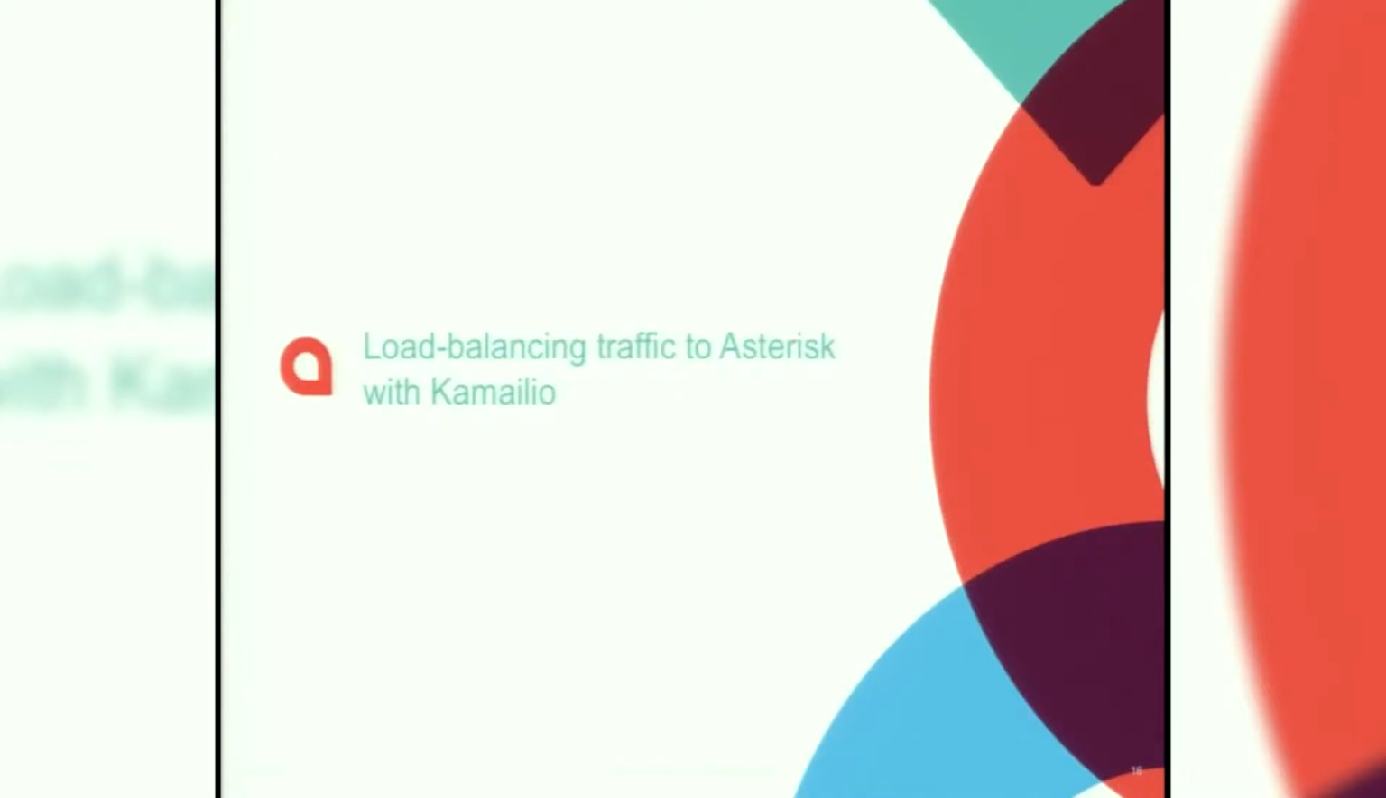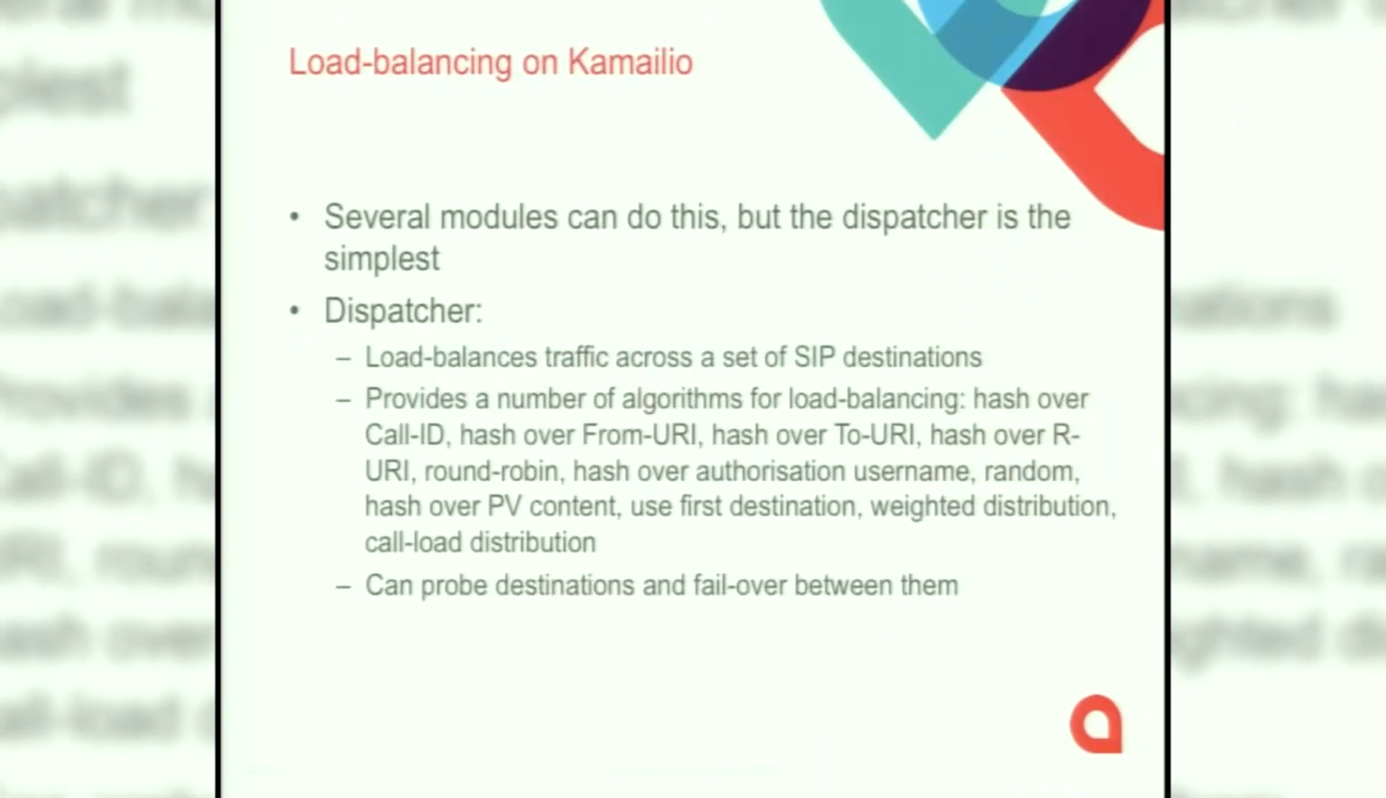Now, once I've got my SIP over WebSockets coming in and out of Kamailio, I now have to deliver that traffic somewhere. What I want to do is deliver it to some Asterisk servers, and many Asterisk servers. And so the way you do this is with load balancing. There are many modules to do load balancing on Kamailio, and Dispatcher is actually the simplest one of these. Dispatcher load balances the traffic across a set of SIP destinations. It gives you a whole list of different algorithms for doing it, and it can even keep an eye on these destinations to work out which ones are alive, and automatically fail traffic over between them.